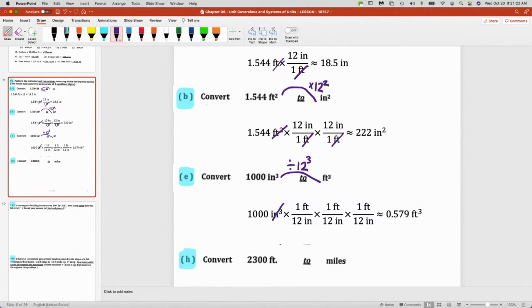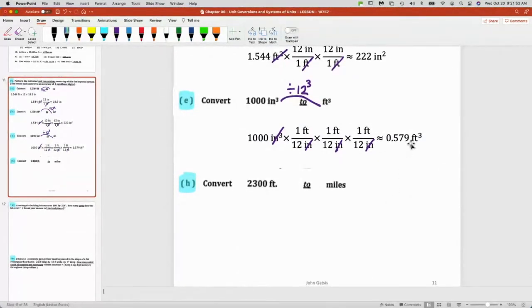And you can see here the cubic inches, 1, 2, 3 of them. They all cancel. And then you're left with feet, feet, feet. So feet cubed right here. So this is called the unit fraction method. And hopefully it's something that you can use when situations arise where the conversions are not obvious.